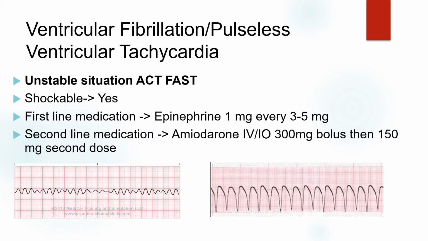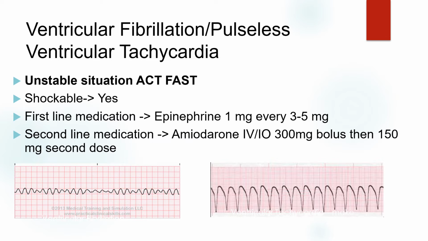This is part of our ACLS algorithm for cardiac arrest. So follow through that. It's an unstable situation. We need to act fast. It is definitely shockable. We want to defib the VFib. Okay, I don't have a fun rhyme for pulseless VTAC, but that's the other one we have to remember. The first line medication is epinephrine, 1 milligram, and we're going to give it every 3 to 5 minutes IV.